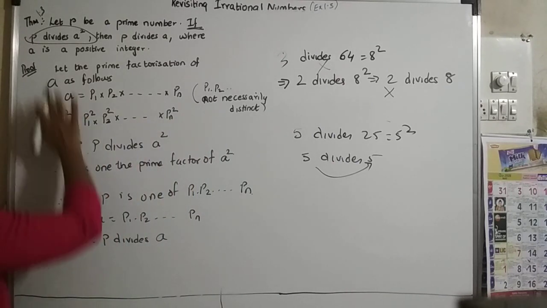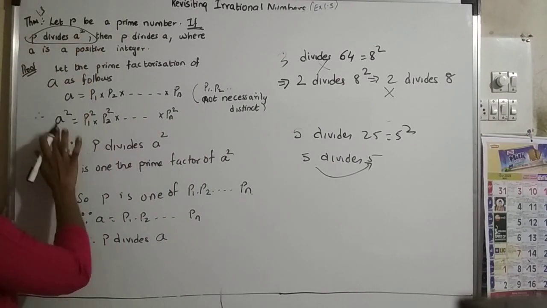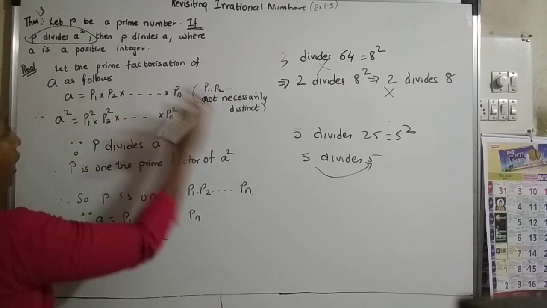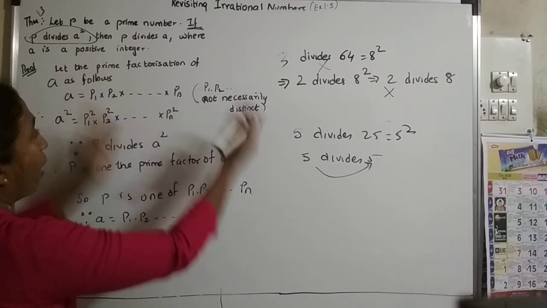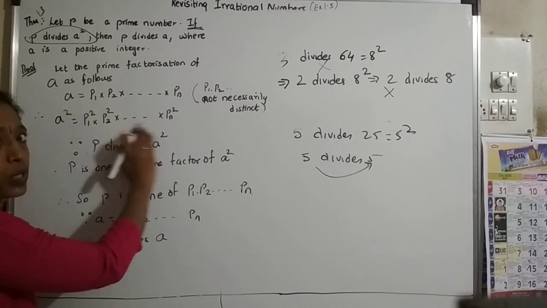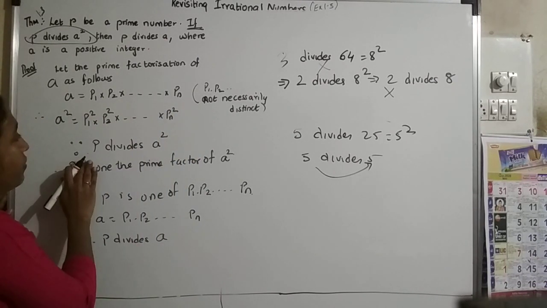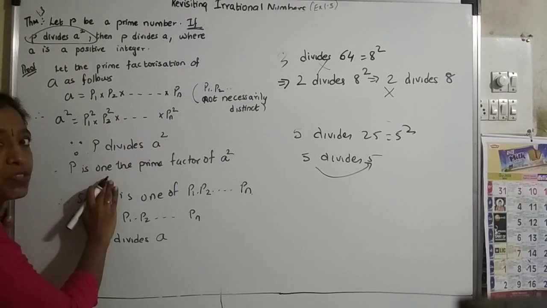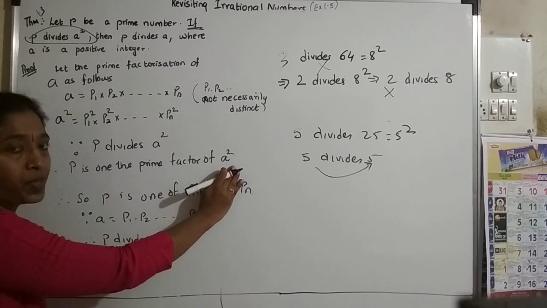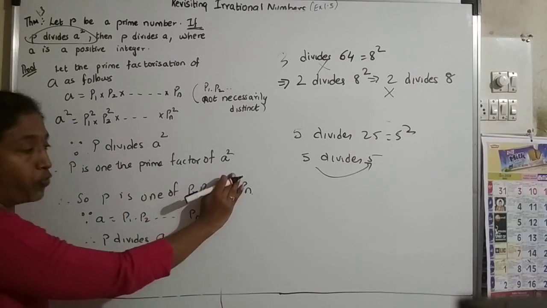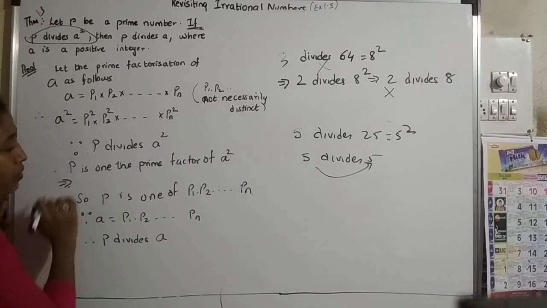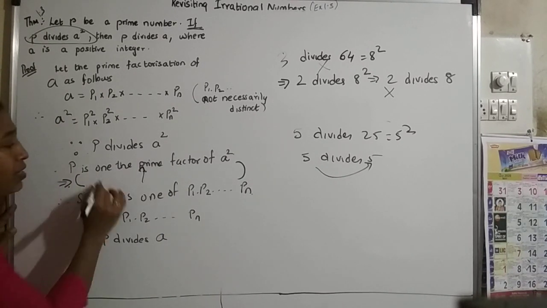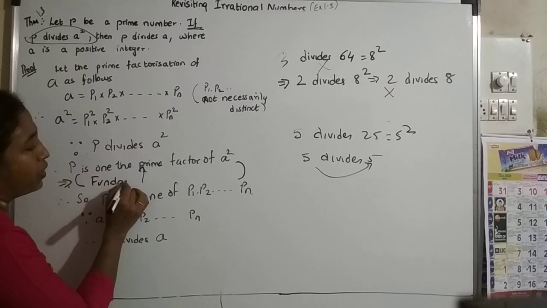Now here it is given that P divides A square. So I am taking the square of this, A into A. If I multiply this bracket twice, what will I get? P1 square, P2 square and Pn square. Here it is given the condition P divides A square. As I said, it simply means that P is one of the prime factors of A square. So by which theorem can I be very sure of this? Do you remember? We have already learned, that is the fundamental theorem of arithmetic.